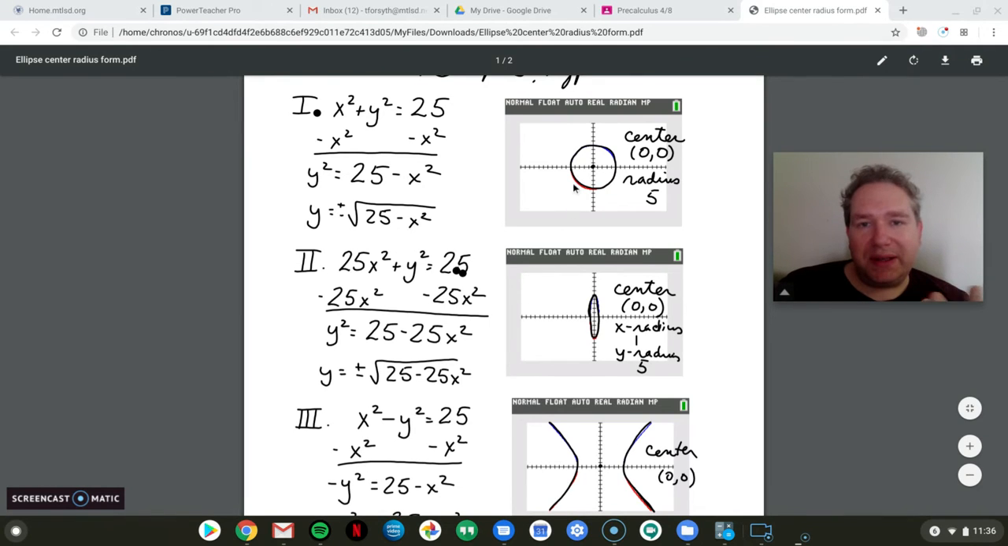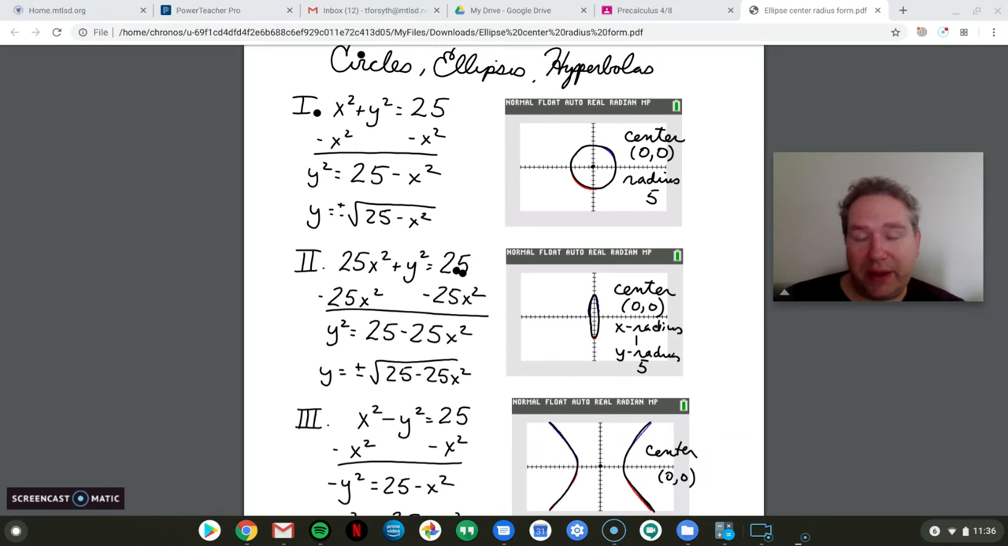And I put these in a calculator by putting in the two equations. So I had to put in y sub 1 equals square root of 25 minus x squared, and y sub 2 equals negative square root of 25 minus x squared. And when you see the picture, the way that you would describe somebody to draw this would be, okay, tell them the shape, circle, ellipse, or hyperbola. Where's the center of it? And what are the radii?